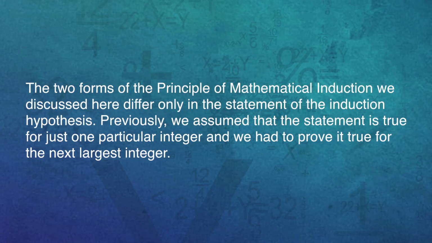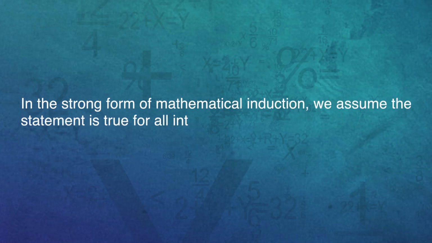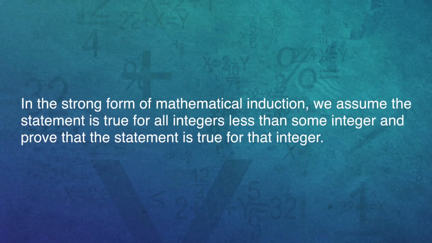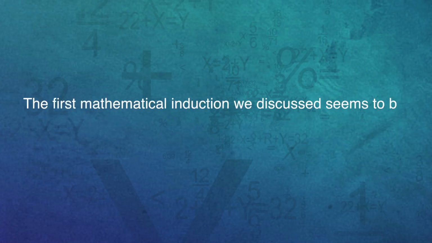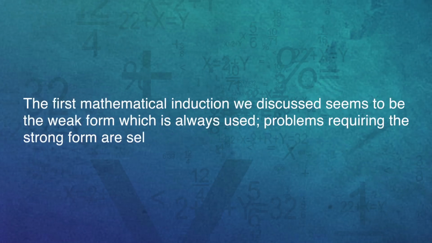The two forms of the principle of mathematical induction we discuss here differ only in the statement of the induction hypothesis. Previously, we assumed that the statement is true for just one particular integer and we had to prove it true for the next largest integer. In the strong form of mathematical induction, we assume the statement is true for all integers less than some integer and prove that the statement is true for that particular integer. The first mathematical induction we discussed seems to be the weak form, which is always used. Problems requiring the strong form are seldom encountered.